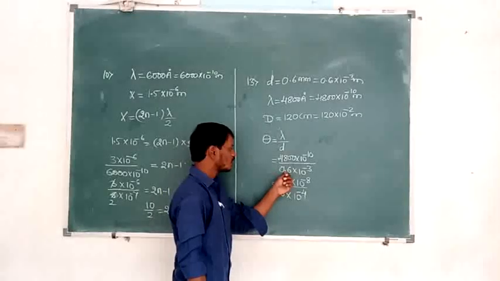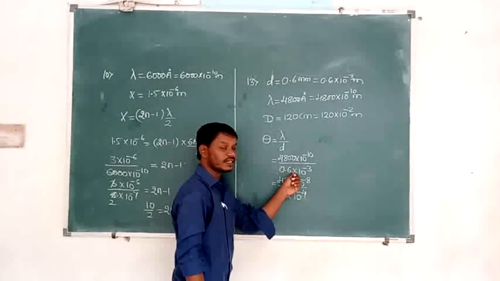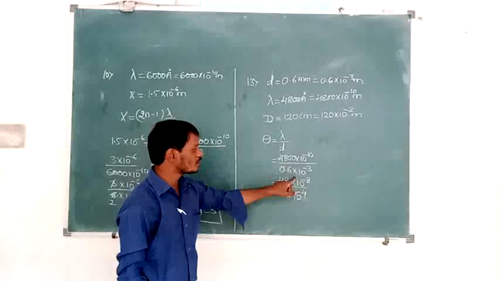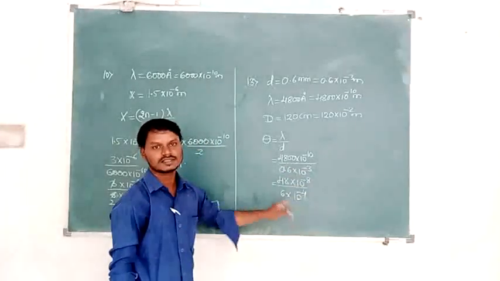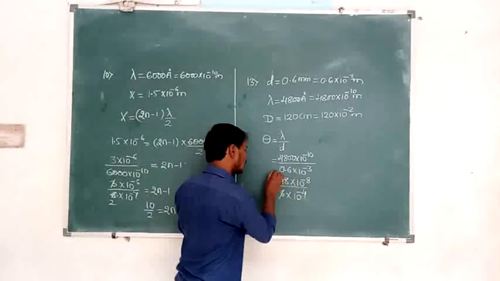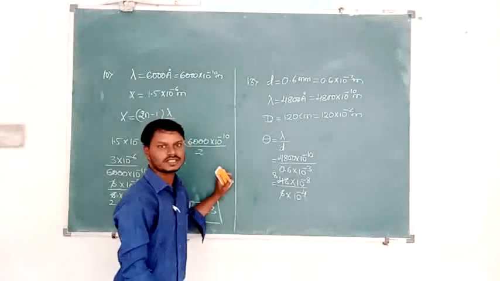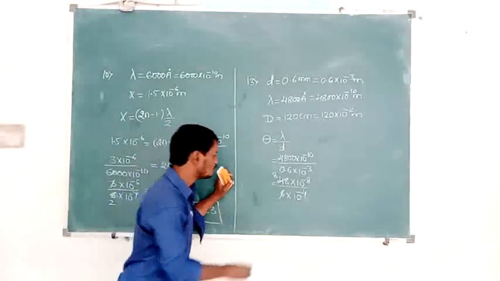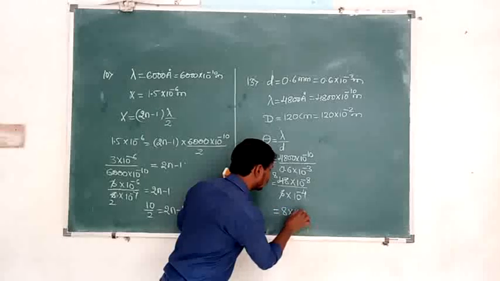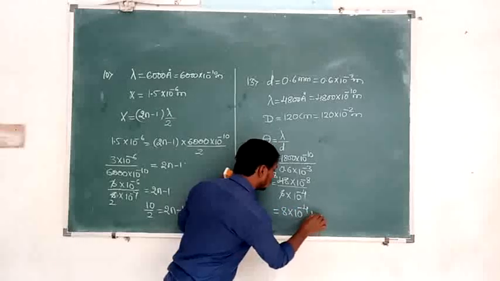Because I will displace the decimal point after one digit in the right direction, that means 10 to the power of minus 1. 10 to the power of minus 1 into 10 to the power of minus 3, that is 10 to the power of minus 4. 6 ones are 6, 8 sixes are 48. So 8 into 10 to the power of minus 4 radian.